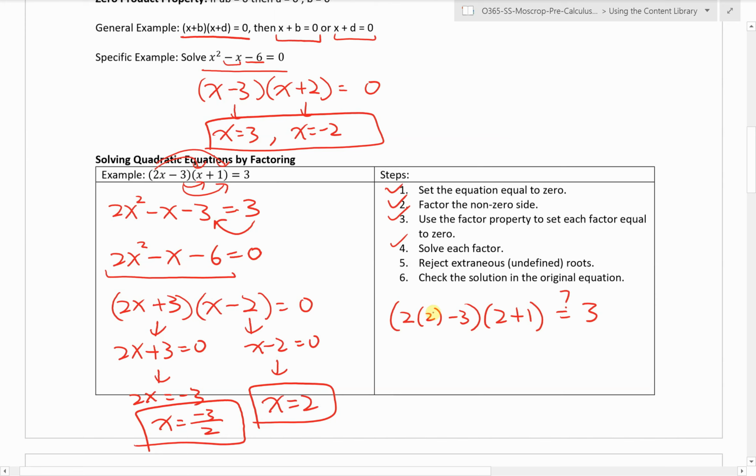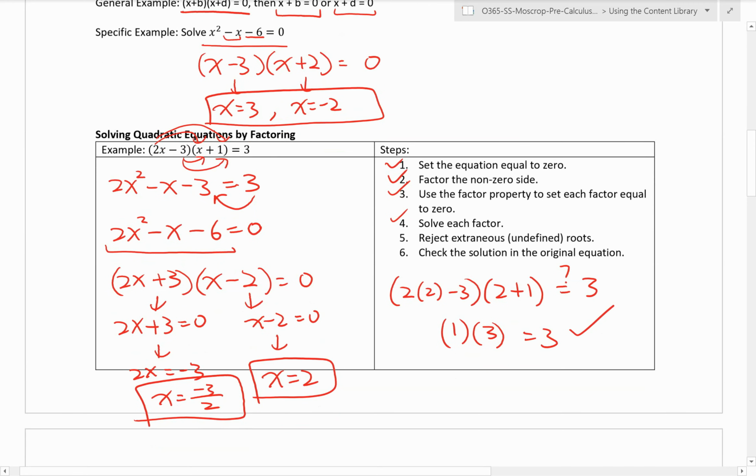Well, let's check. 2 times 2 is 4. 4 minus 3 is 1. 2 plus 1 is 3. 1 times 3 is equal to 3. So we're good, okay? And you do the same thing with negative 3 halves.